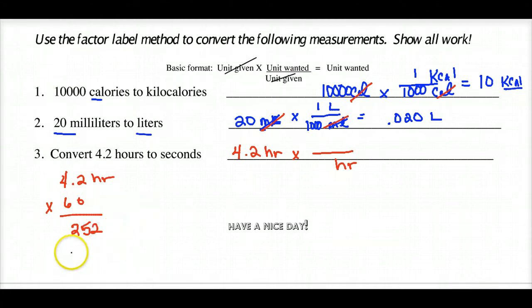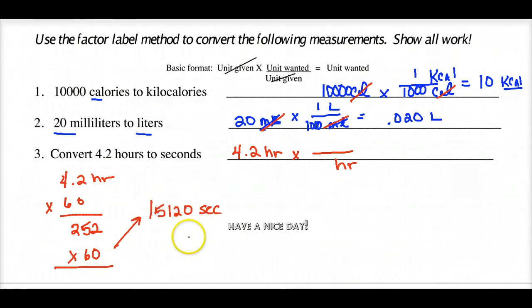Okay, then I'm going to times this by 60, because I know there's 60 seconds. So 252 times 60. And this gives me an answer of 15,120 seconds. Now, if you did it this way, congratulations, you got the right answer, but you're not using your units. In your mind, you were using your units, but why didn't you divide by 60?